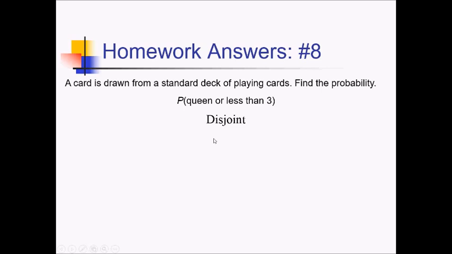Our overall total number of possibilities, since it's just a standard deck of cards, is a denominator of 52. So for the queens, there's 4 of those in a deck of cards, 1 for each of the suits, so 4 out of 52 chance of getting a queen. For the less than 3s, remember that includes the aces and the 2s, and there's 4 of each of those for the 4 suits. So that's 8 out of 52 that fall into that second category. And there's no overlap, so just adding these together, we have 12 out of 52, which reduces to 3 out of 13.